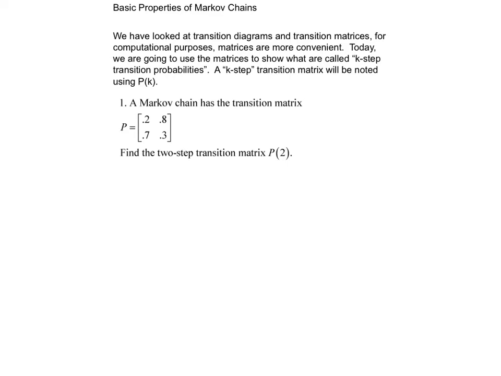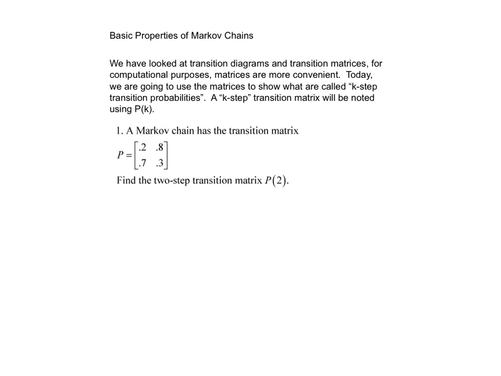So if we look at number 1 here, we've got our Markov chain, so 2 by 2. You see we have 2 states. If I want to find what's called the 2-step transition matrix, basically what that is finding, say we know what state we are in now, we want to know 2 weeks from now. So we want to know 2 transitions. That's what this P of 2 means.